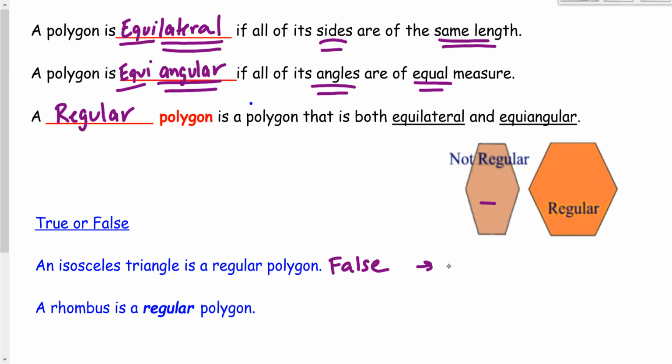Is a rhombus a regular polygon? Well, the answer is no. Only its sides are congruent, not its angles. So that is false.